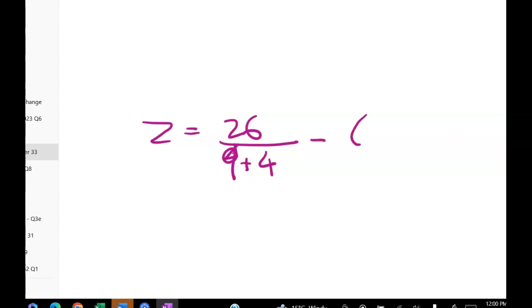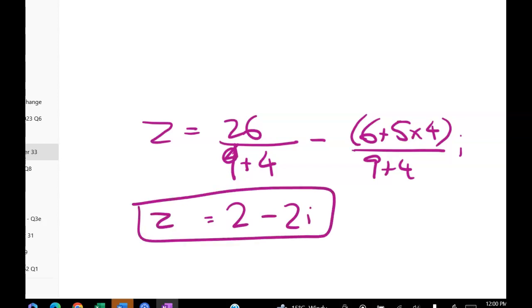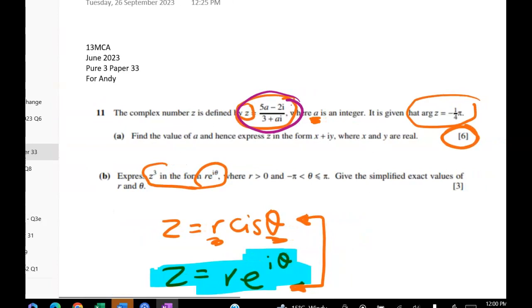And then I'm going to have minus 6 plus 5 times 2 squared, which is 4, also looking nice, over 9 plus 4i. So z is equal to 26 over 13, 2 minus 2i. Excellent. That's the first question done. That's the first 6 marks, right? So hopefully you can see where this is going now.